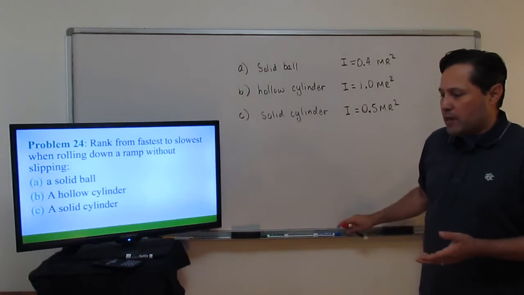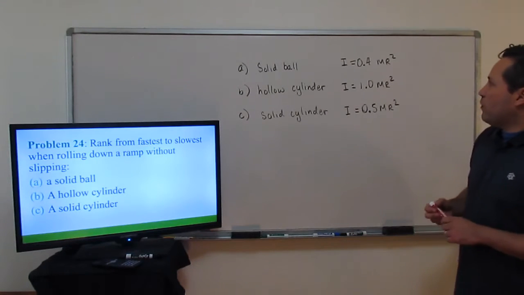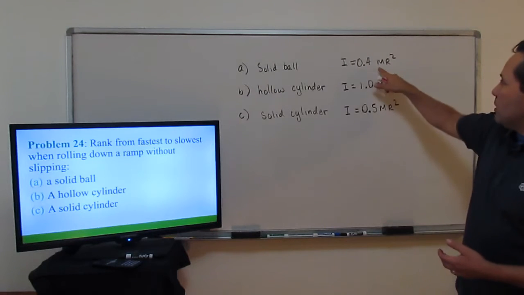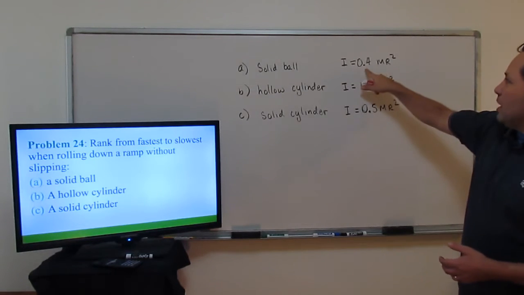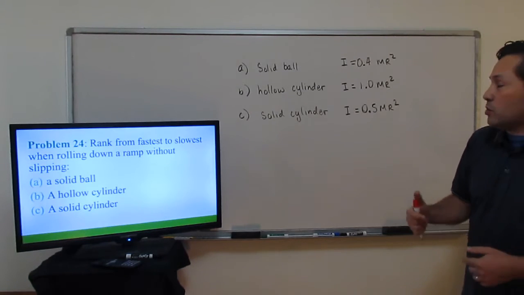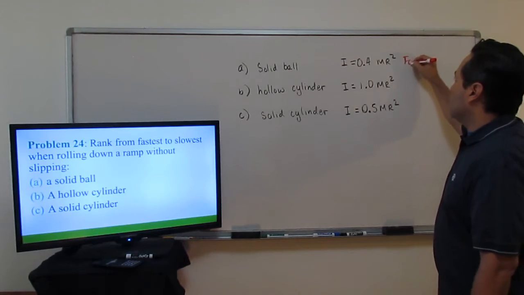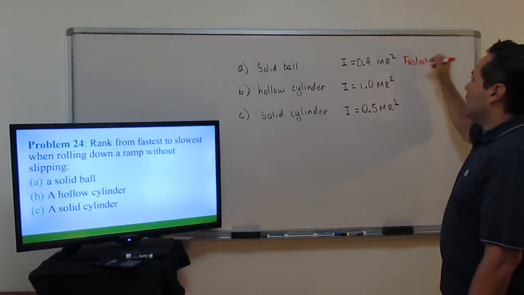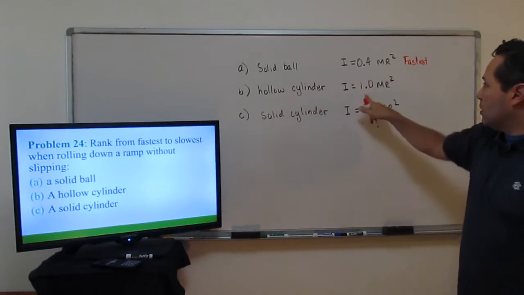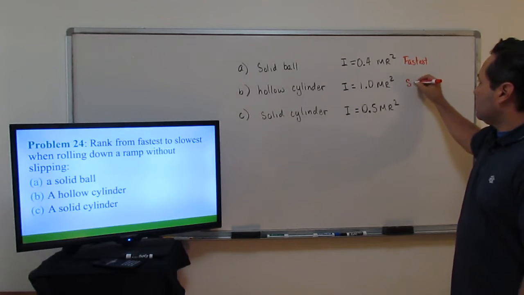So who's going to be the fastest out of all of these? Well, the fastest is going to be the one that gives you the least amount of resistance. Since they all have the same mass and radius, the one with 0.4 is going to give you the least amount of resistance. That's going to go the fastest, so we'll label this one as fastest, because it's got the smallest value out of 0.4, 1, and 0.5. So therefore, who's going to be the slowest? This will be the slowest.